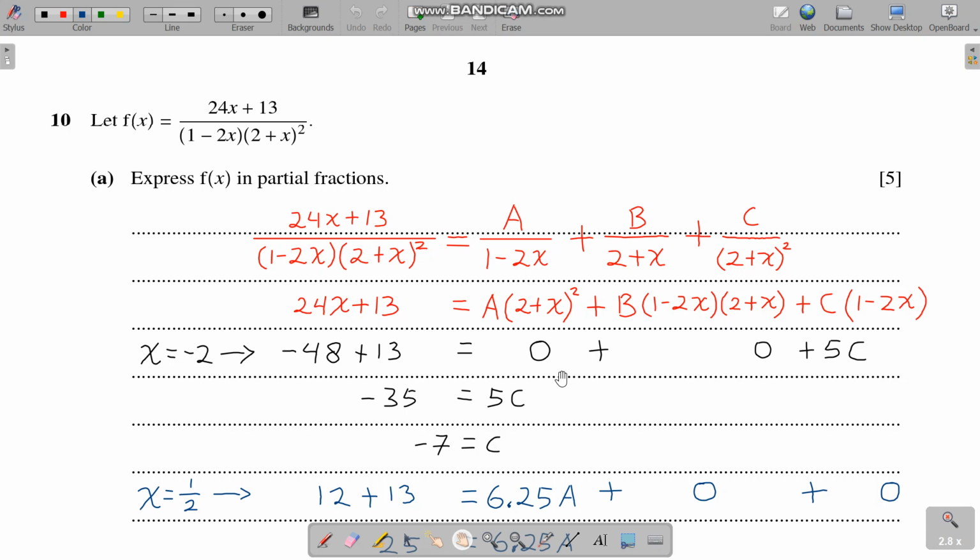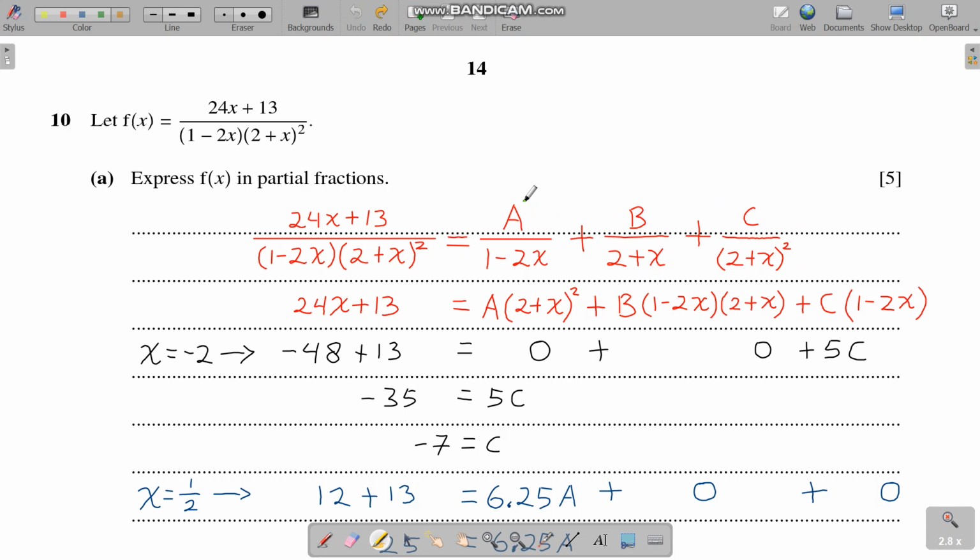Everyone, this question is about partial fractions, so we have to use partial fractions decomposition. The first step is to identify the forms we have to use. Here we have 1 minus 2x, so we have to use something over 1 minus 2x, and for this factor we have to use these two terms: 2 plus x all squared, and of course we use different coefficients a, b, c.